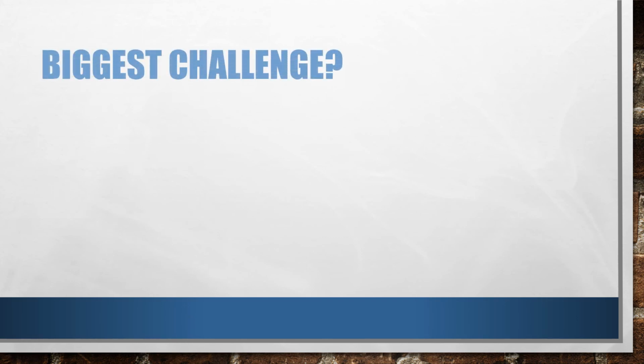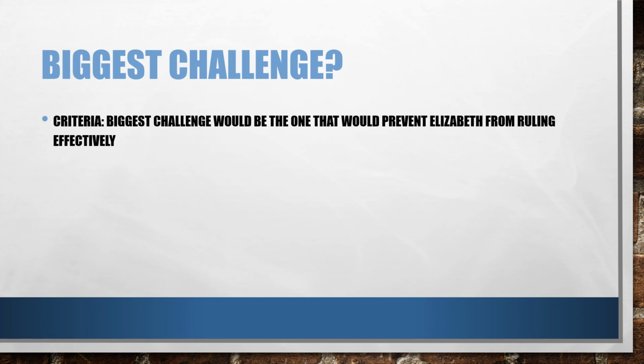So then let's move on to the idea of the biggest challenge facing Elizabeth. This can be a 16-mark question that has come up in previous exam papers. So therefore your criteria for this particular type of question as to which one is the biggest challenge would need to be the one that would prevent Elizabeth from ruling effectively.